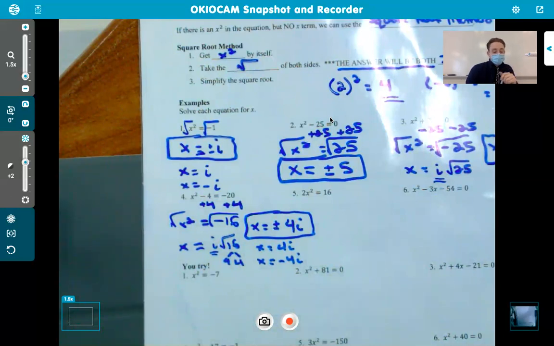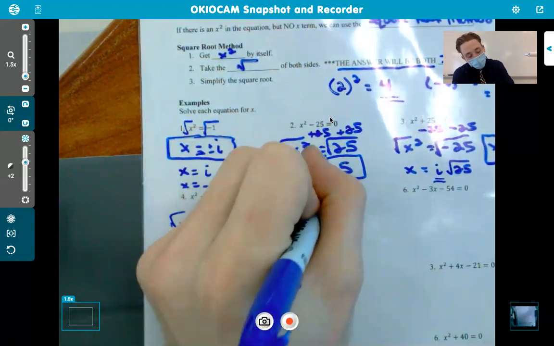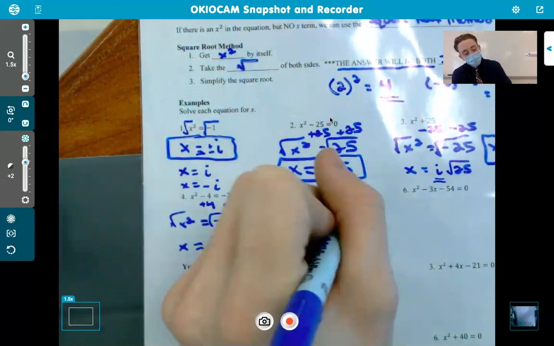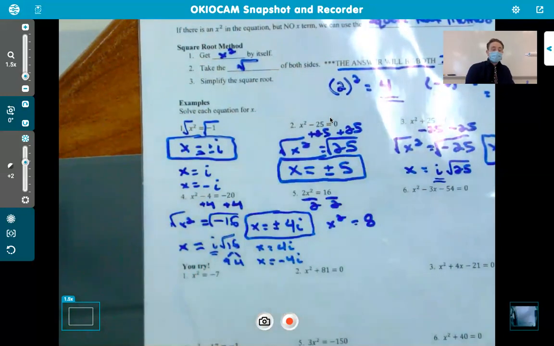What would I do in example 5 to start? This is the first time we're seeing something like this as well. Divide by 2. All of our same algebra steps apply, even when we're discussing imaginary numbers. I can still divide by 2 on both sides to get x squared by itself. Square root both sides, good.